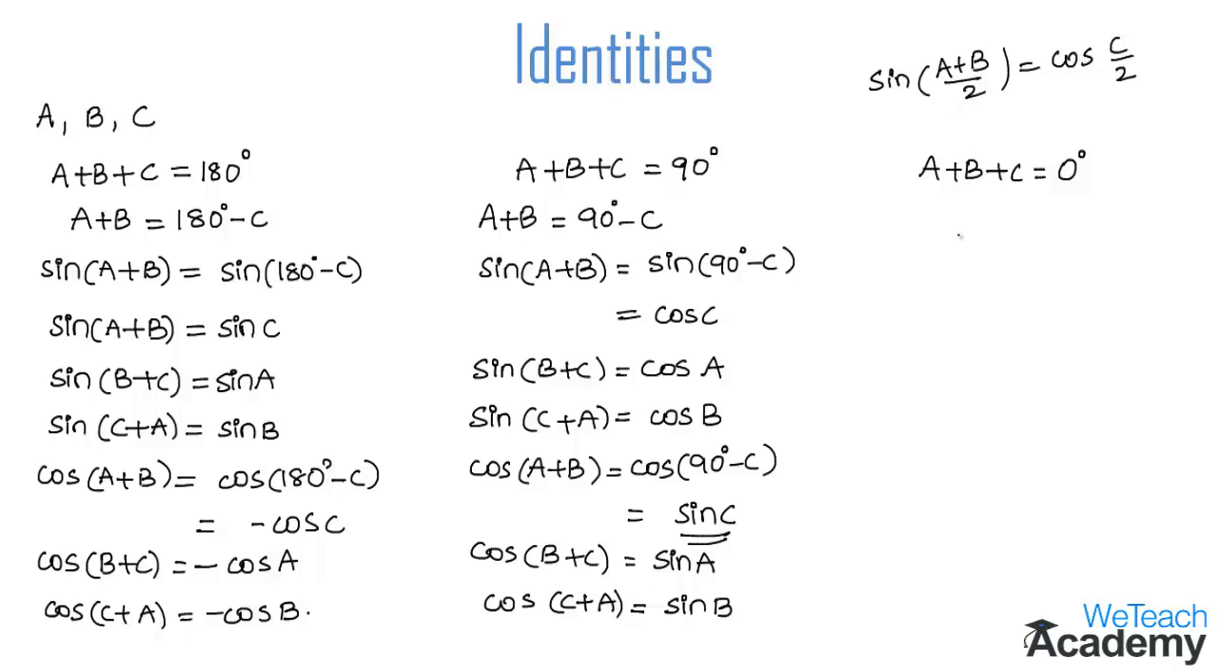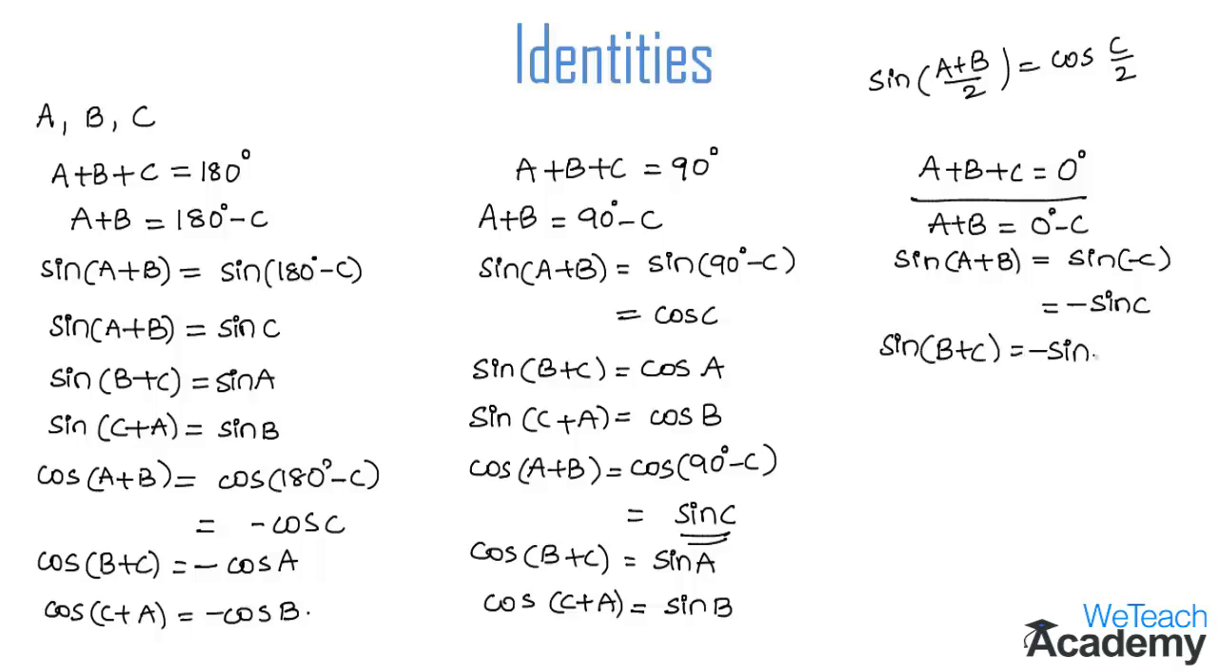And now coming to the next condition where the sum of the angles is equal to 0 degrees. So by transferring c to the right hand side, we get a plus b is equal to 0 degrees minus c. And then applying sine, we get sine of a plus b is equal to sine of minus c. And we already know that sine of minus c will be equal to minus sine c. And similarly, we get various identities like sine of b plus c will be equal to minus sine a, and then sine of c plus a will be equal to minus sine b.